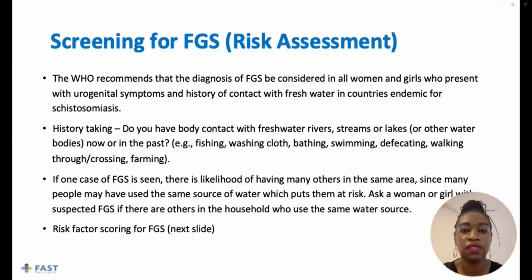The next thing is, if one case of FGS is seen, we use this as a sentinel, because we know the Schistosoma haematobium worms lay around 200 eggs per day. That means there are a lot of eggs that can continue circulating, especially if they have daily contact with these water bodies. So it's not just one woman or one girl who's affected. You also need to look at other community members or family members that might be affected with schistosomiasis.